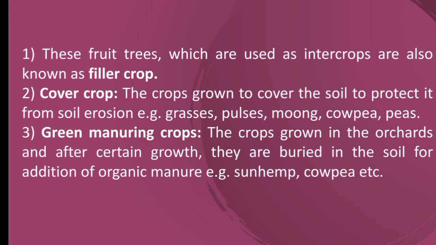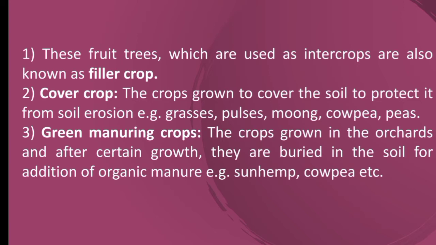Next we have the cover crop. These are crops grown to cover the soil to protect it from soil erosion. Examples are grasses, the pulses, the mung, the cowpea, and the peas. Another cover crop used is Arachis pintoi, or the Australian peanut, to cover the soil and prevent soil erosion.